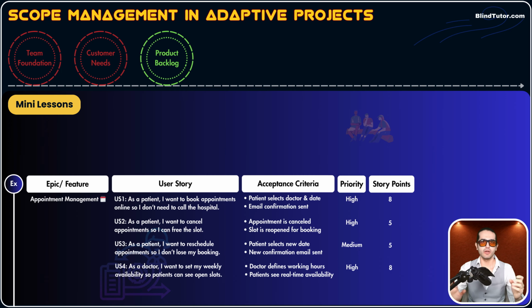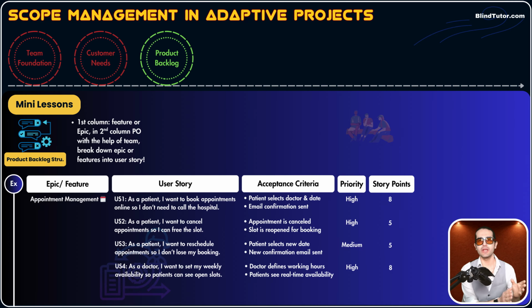We have several columns in product backlog, okay? The first column is the requested thing from stakeholders, okay? It could be in theme level, epic level, or feature level. So this is the first column. The next column is user stories.